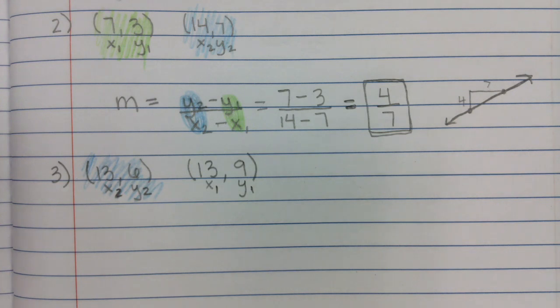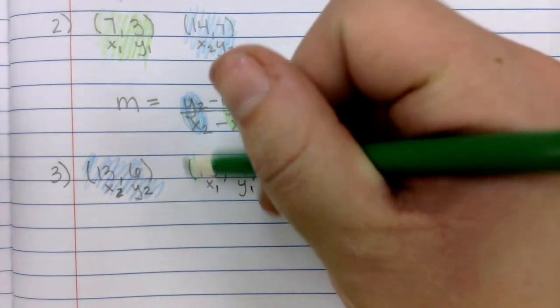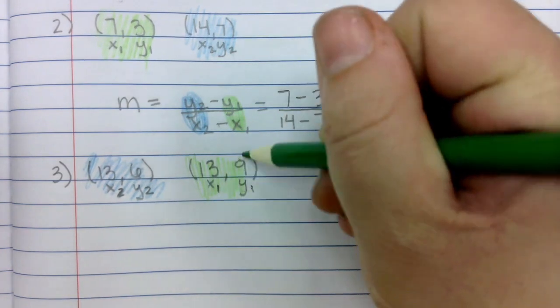Very awesome. Alright. X1, Y1 is this one. Sorry about that delay. Alright, so when I do M equals, I'm going to start with my Y2. And in this case, what did we label our Y2? 6 minus my Y1, 9, over X2, 13 minus x1, 13. Okay, if you want to color code that, you can.